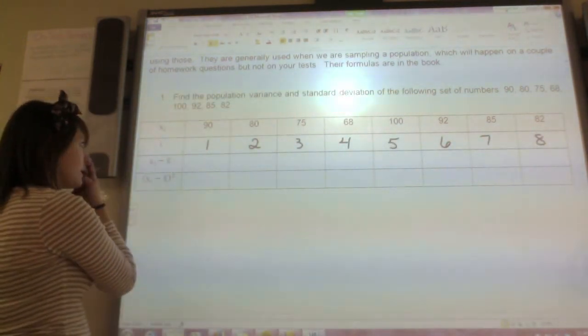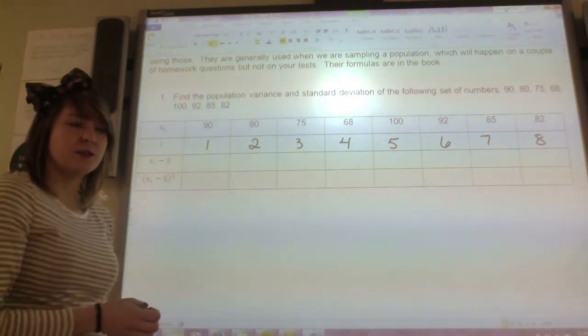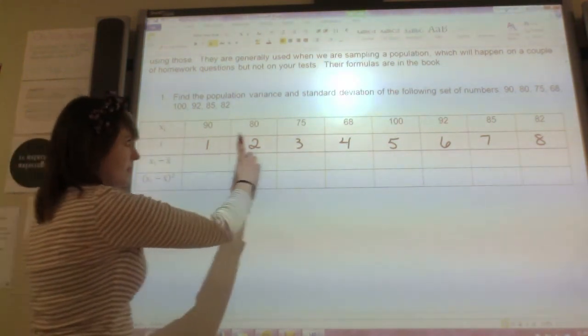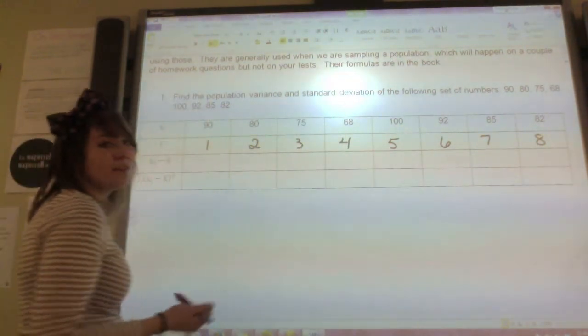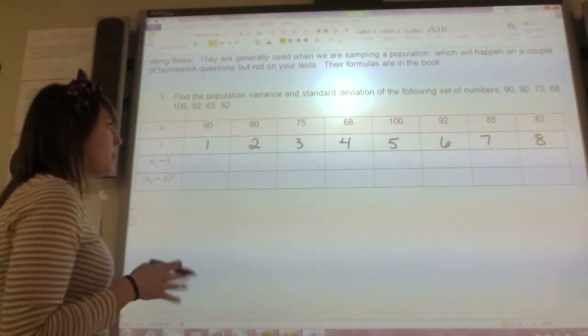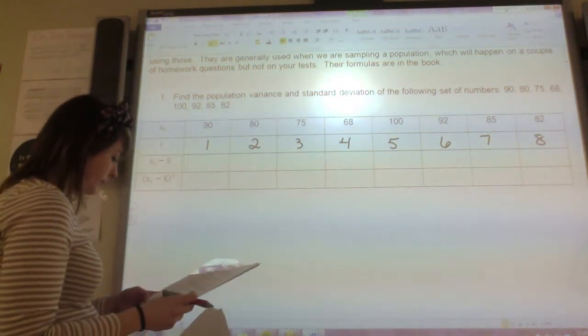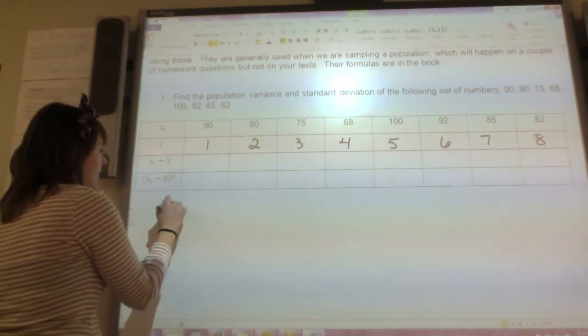If I want to do x sub i minus my mean, the first thing I need to do is find my mean. So I'm going to add all these numbers up, and I had 8 of them. After I add them all up, I'm going to divide by 8. When I do that, I get a mean of 84.